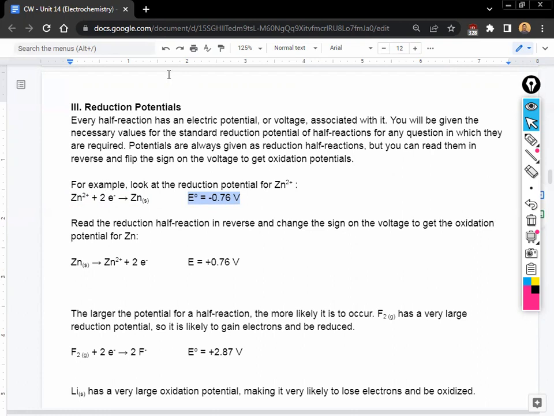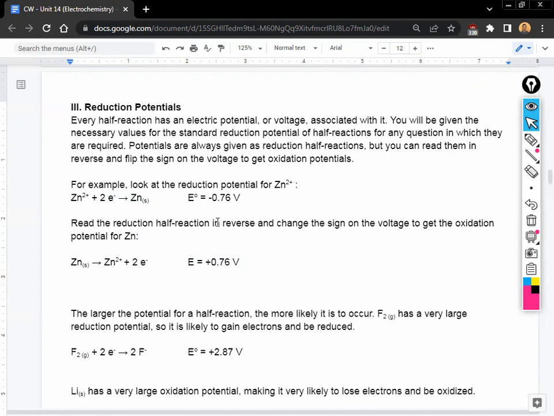Okay, pretty easy, right? Just same thing that we did with enthalpy and stuff, it's just something we add to the end of the reaction. Okay, now same thing as normal stoich. If you flip the equation, you're just going to change the sign for the reduction potential.